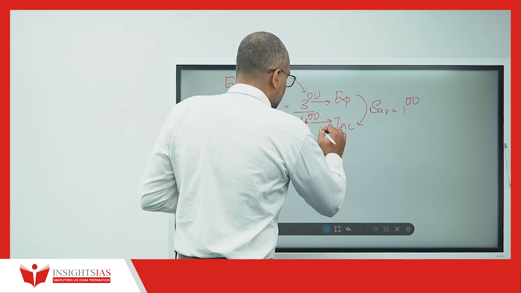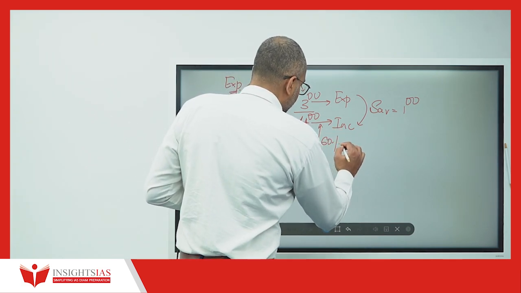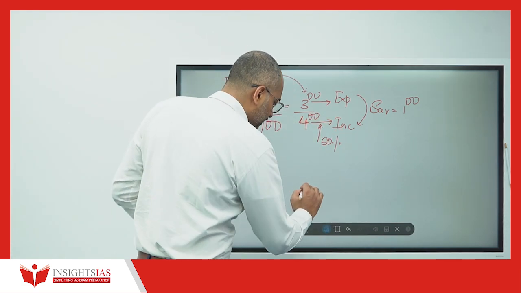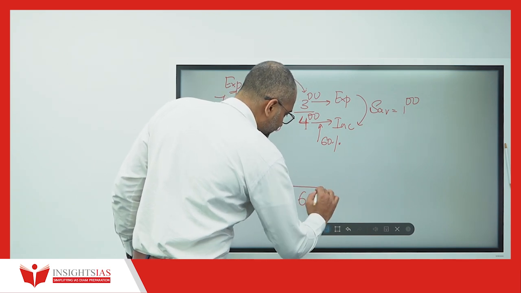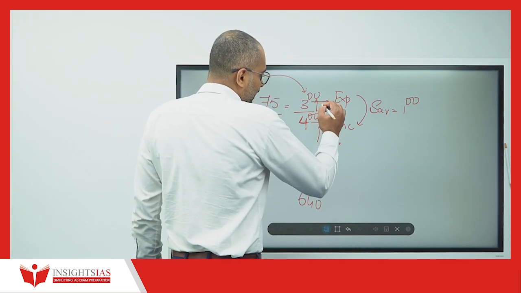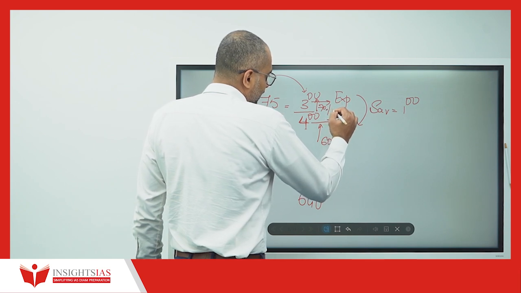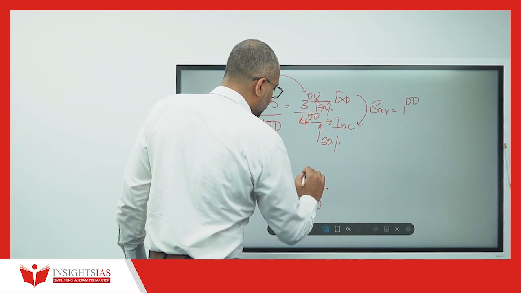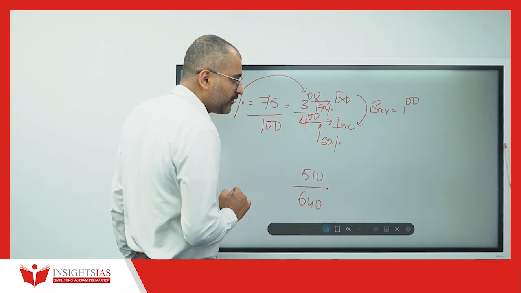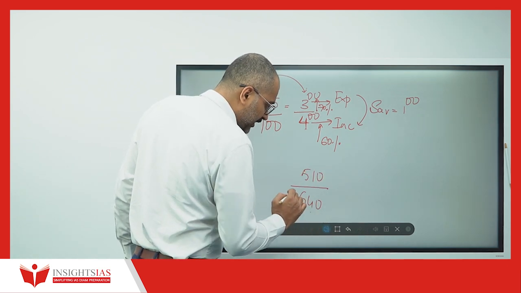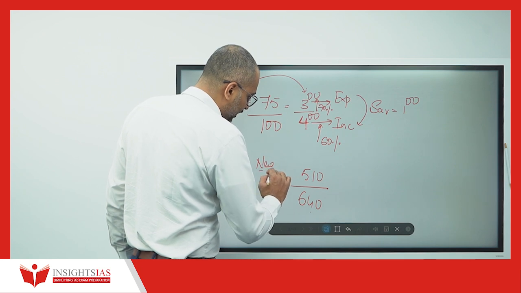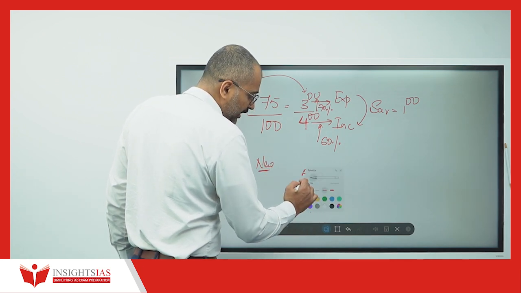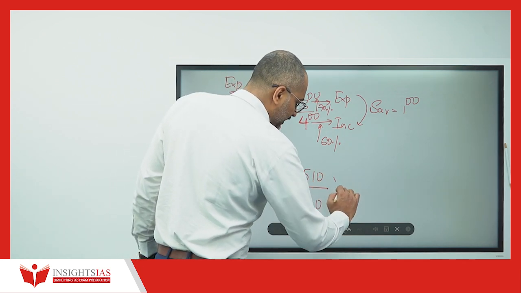Now, income was increased by what? 60%. 60% of 400 is 240. So it becomes 640. And the expenditure increases by 70%. What is 70% of 300? It is 210. 210 increase means it becomes 510. See, I have written the new income and new expenditure. New income is 640 and new expenditure is 510.